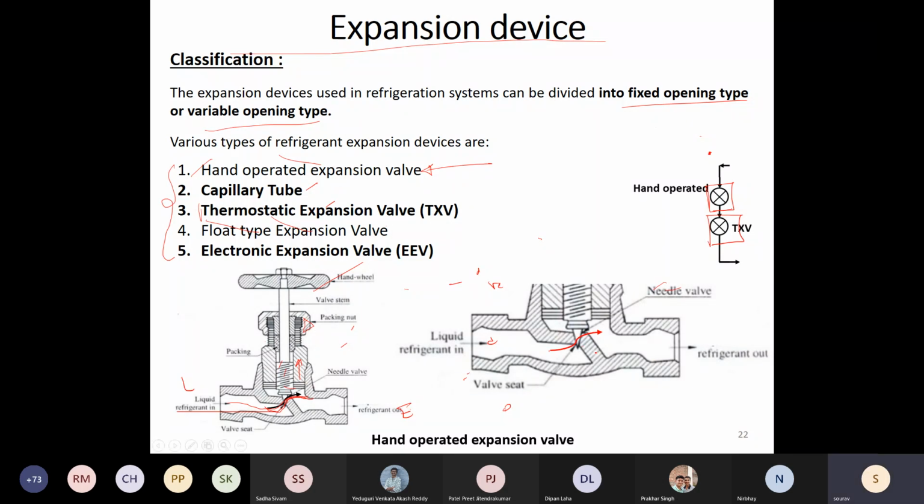In our lab experiments, you would have seen that there are a few hand operated needle valves. We use them to isolate the condenser and the evaporator. And you can in fact use them to also change the pressure drops across the system, or rather the liquid line. So you can change the pressure drop and hence the mass flow rate.